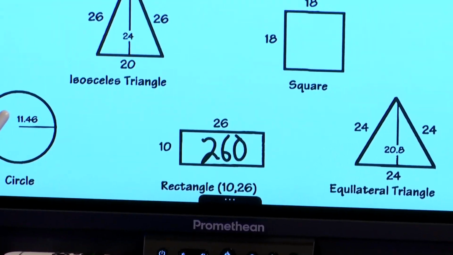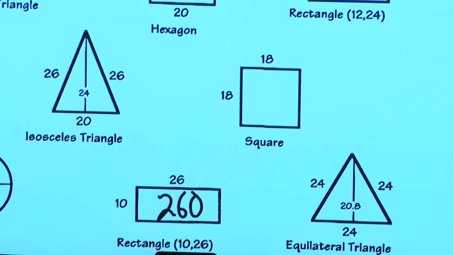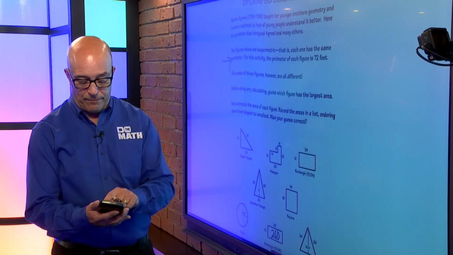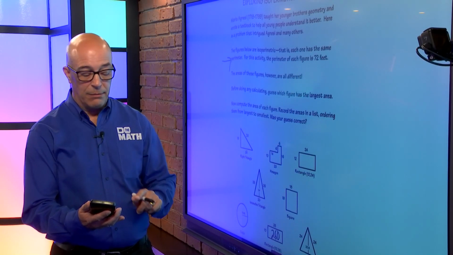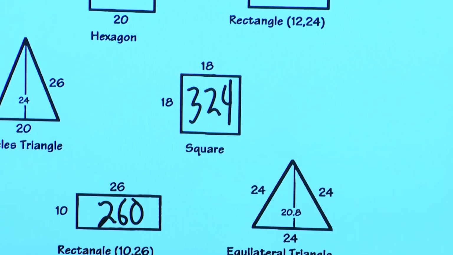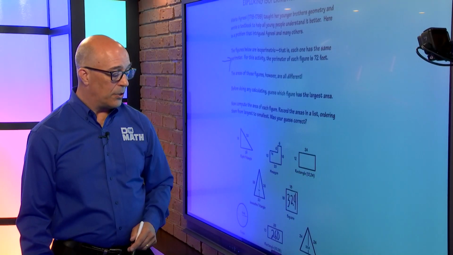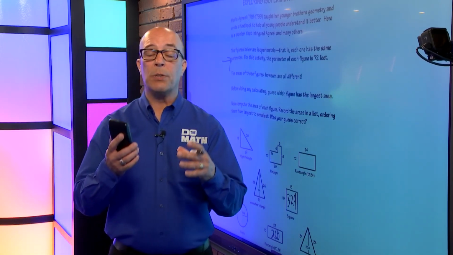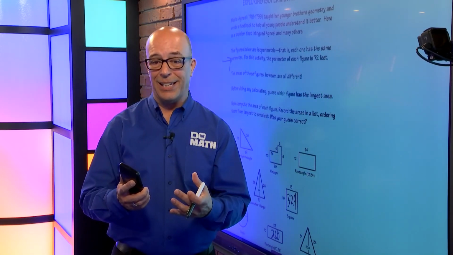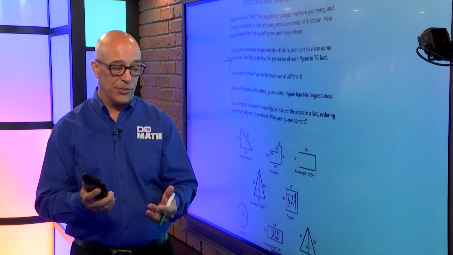A square, 18 times 18. Well, if you take 18 times 18, 18 squared, and we'll just use our calculator to make sure, we've got 324. 324 is definitely bigger than 260, and we know that when we get to a square, we have probably the largest area that you can have using straight edges.